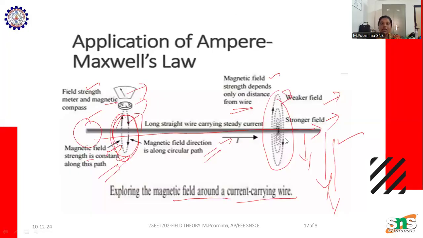This is the fourth law, and with this we are closing Maxwell's four laws: the first law for electric field intensity, the second for magnetic flux, then electric flux and Faraday's law, and finally Ampere's law.